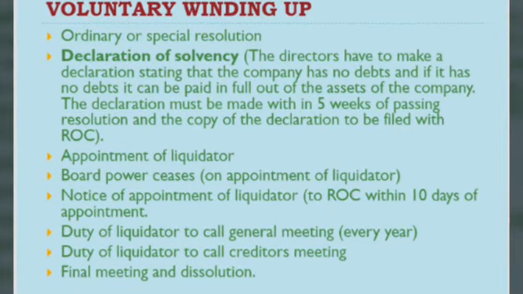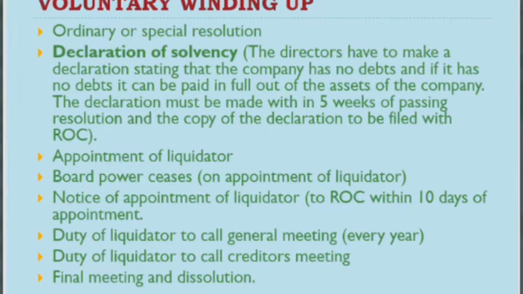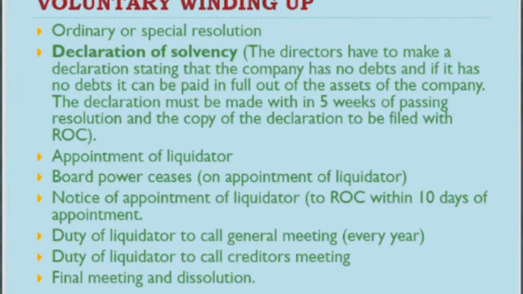Then the liquidator every year will call a general meeting of the members and the creditors. It is the duty of the liquidator to call the creditors' meeting every year regarding the settlement of the creditors. Then after that, a final meeting will be called by the liquidator and the affairs will be settled. This is regarding the provisions of voluntary winding up.